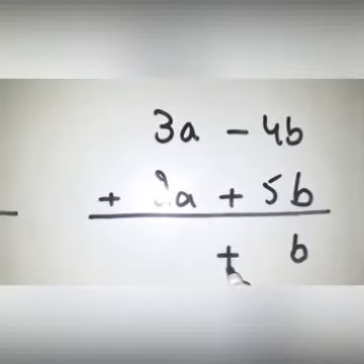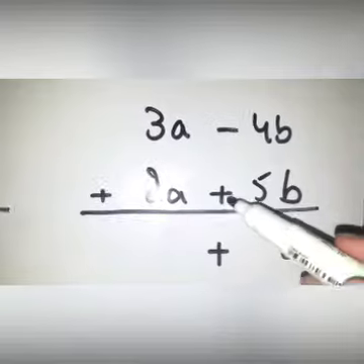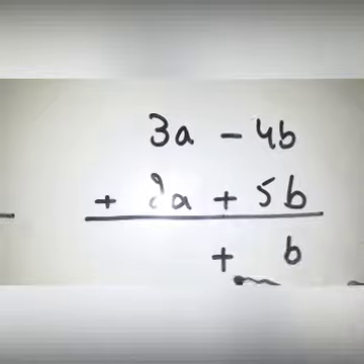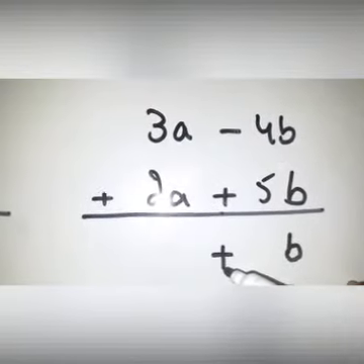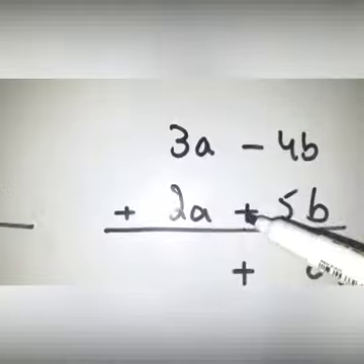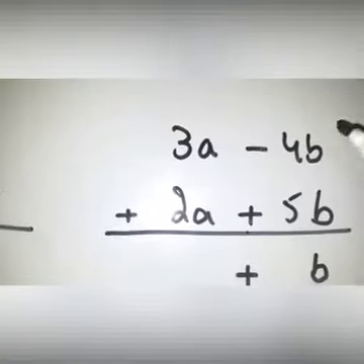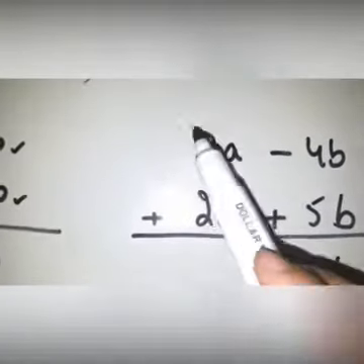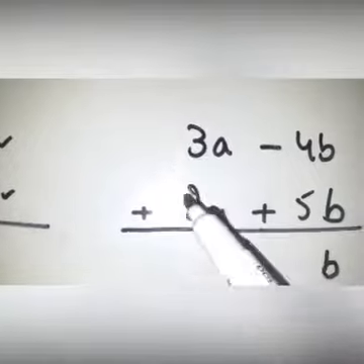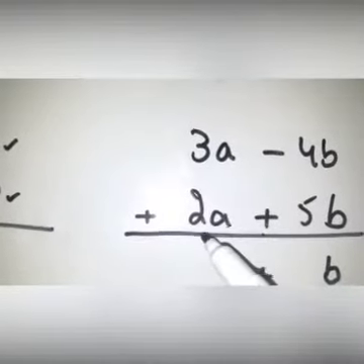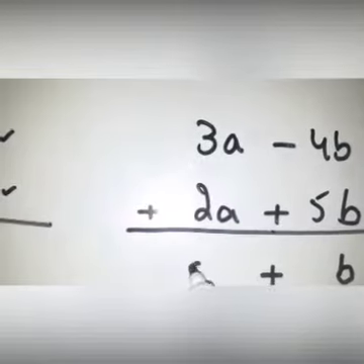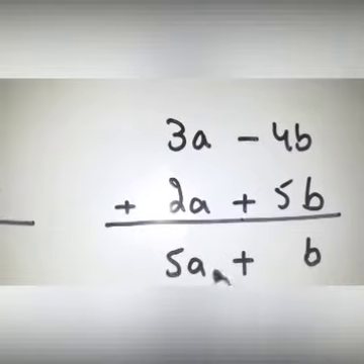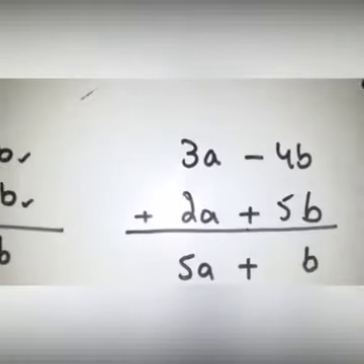So you will put plus here because the greater value has the sign of plus. Greater value has the positive sign, so you will put plus here. If 5 has the minus and 4 has the plus, it will be minus here. Now 3 and 2 both have the positive sign, so plus plus plus. So you will simply add these both values. 3 plus 2 is equal to 5. Now you have 5A plus B. 5A plus B is your answer.